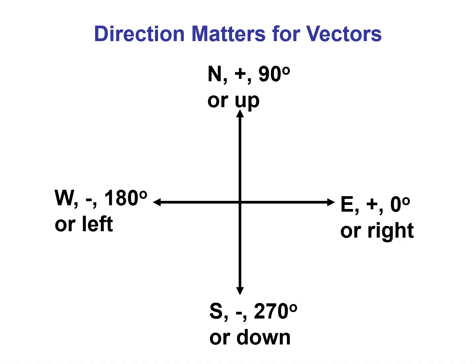So we are going to agree, for the purposes of this course, that if we are talking about the up and down direction only, we will call up positive and down negative. If we are talking about left and right, then we will call right positive and left negative. And that way we don't have to use a lot of complicated words. We can just indicate direction with a sign.